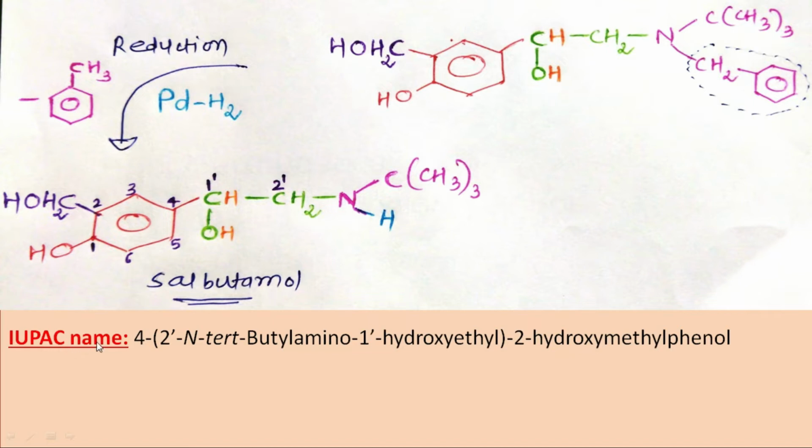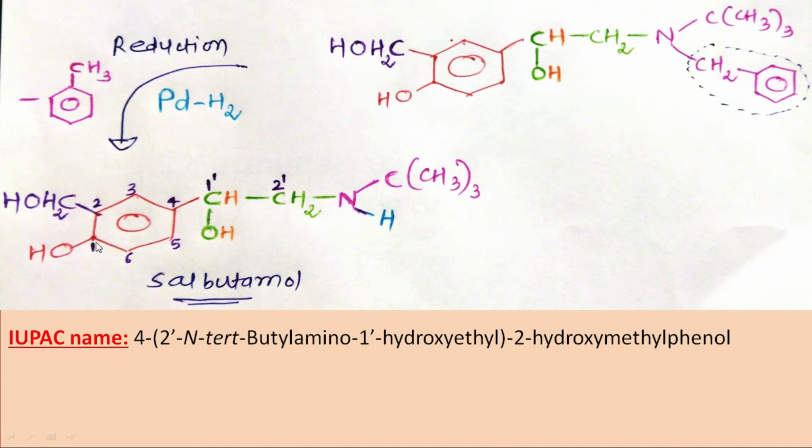Now IUPAC name. To give IUPAC name to salbutamol, we must have to remember the numbering. Here hydroxy group, that means alcohol, is present. This portion is known as phenol, so phenol is also present, and here amine is also present. So when we see the priority rule, this phenol is more prior as compared to alcohol and amine, so this compound is phenol.